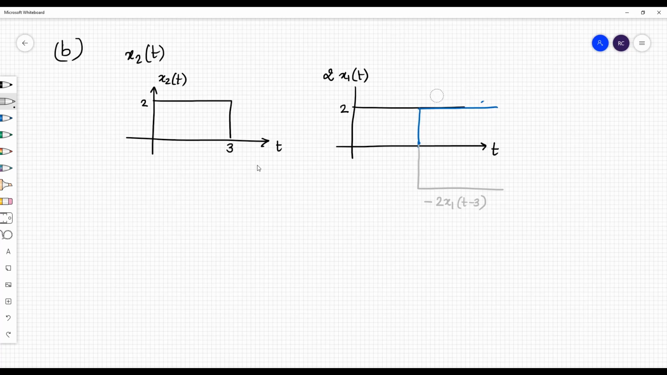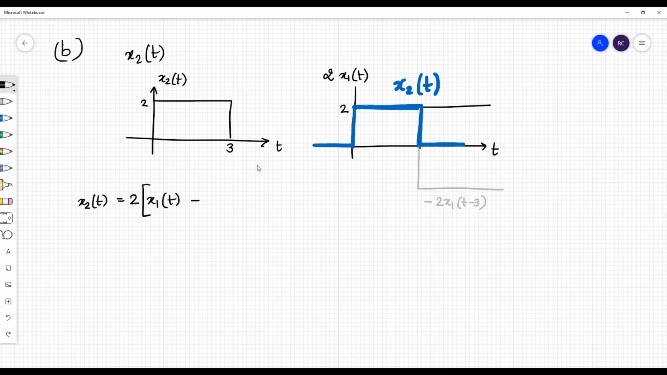So you've got two signals, 2x1(t) and minus 2x1(t-3). If you add these two up, what would you get? You would get nothing but the same signal that you were looking for, right? x2(t). That means that x2(t) can be written as twice of x1(t) minus x1(t-3).